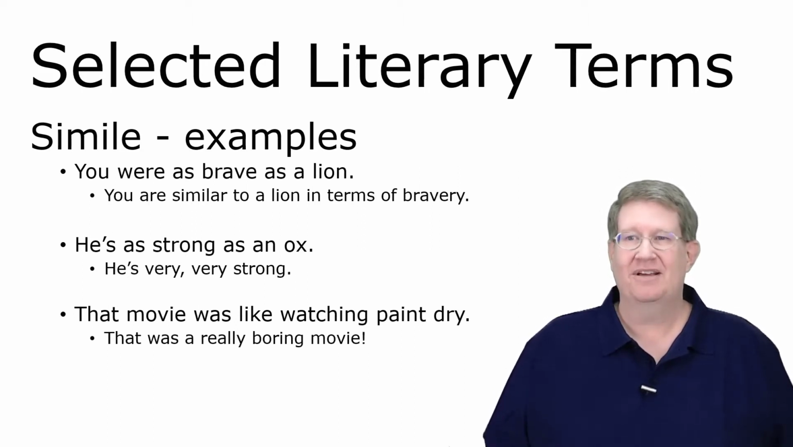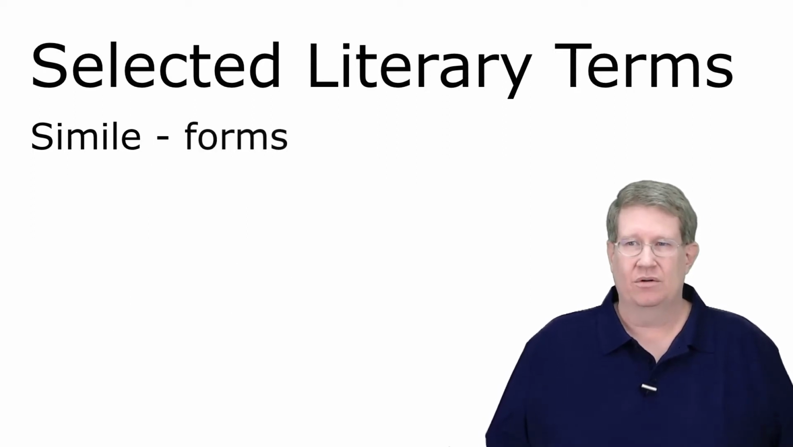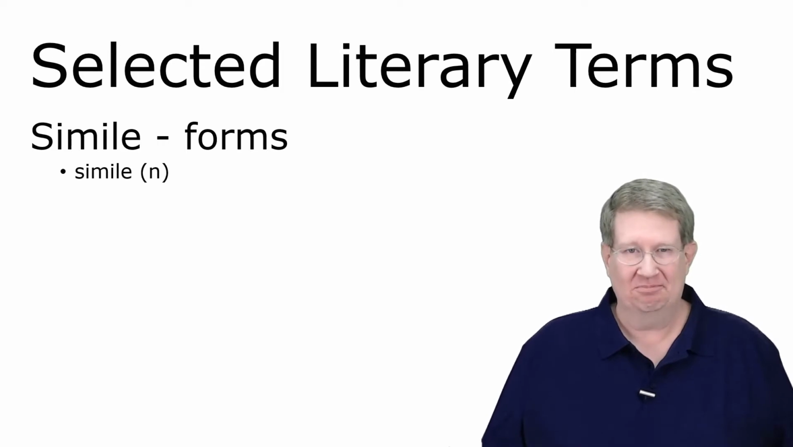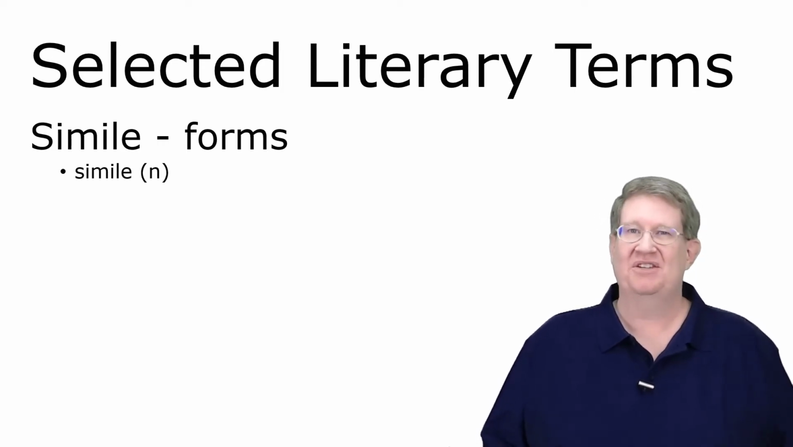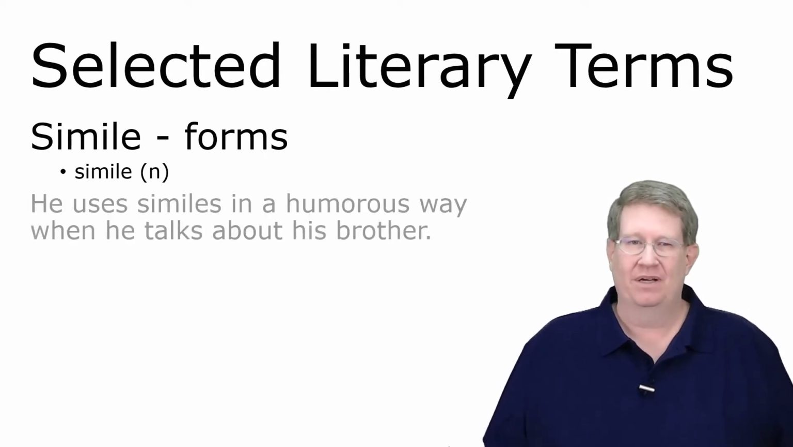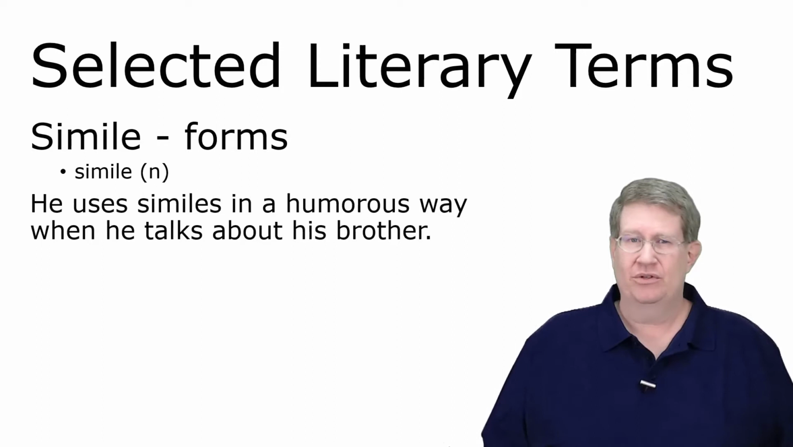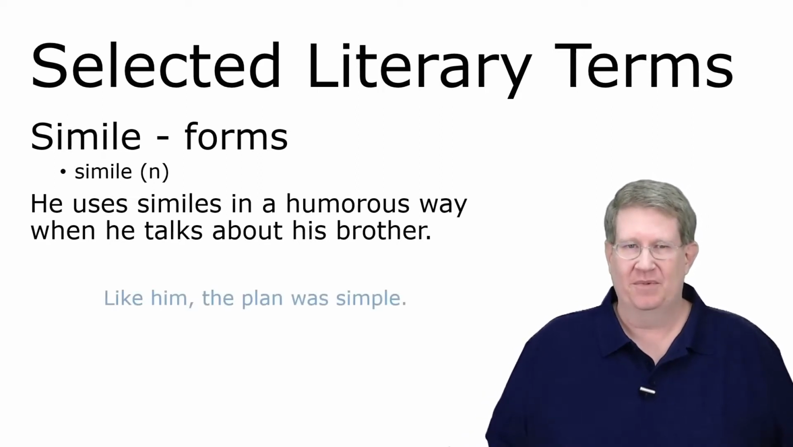Okay, let's take a look at some forms. So, we use simile only as a noun. Now, the other literary terms that we look at, there will be different forms. This maybe isn't a good example to start with because we really only use it in its noun form. He uses similes in a humorous way when he talks about his brother. So we would use the word simile just to talk about other language.